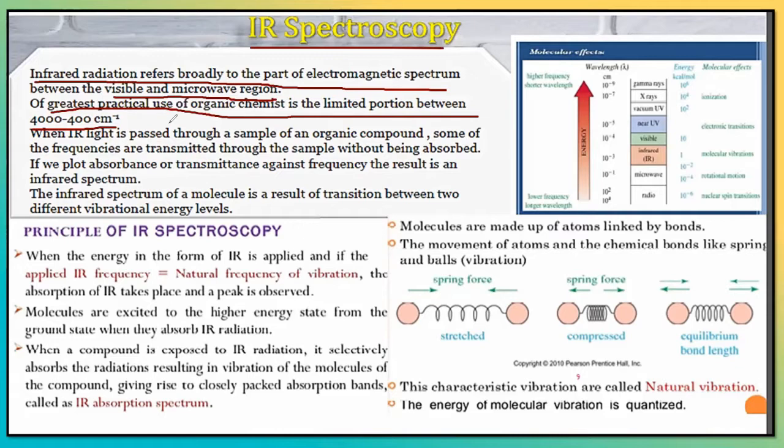First of all we need to see the principle of IR spectroscopy. When energy in the form of IR is applied, the molecule will vibrate, because IR results from vibrational frequencies. Whenever IR radiation is exposed to a sample, the natural frequency of vibration takes place, absorption of IR takes place, and a peak is observed. Molecules are excited to a higher energy level from the ground state when they absorb IR radiation, and when the compound is exposed to IR, it selectively absorbs radiation, resulting in vibration of the molecules.